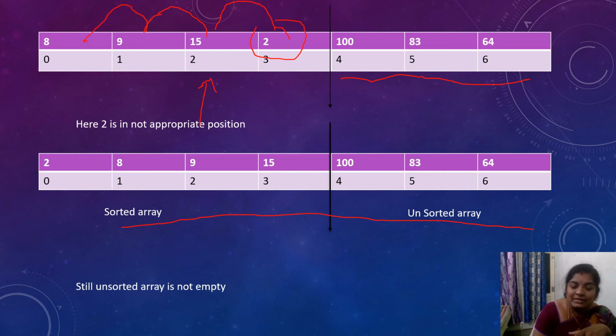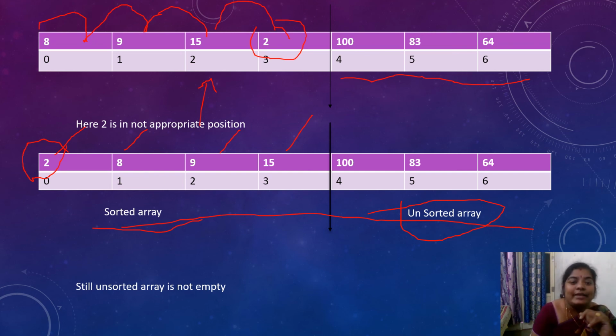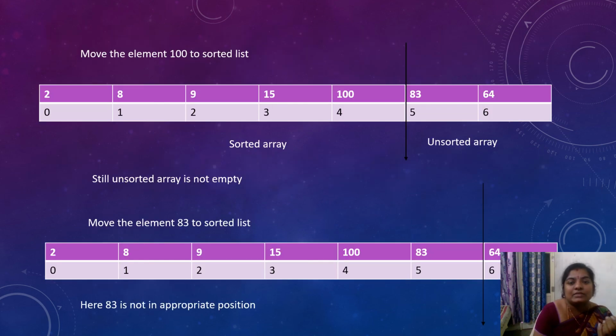And again compare with 8. Again less than, so move to the first position. So 2, 8, 9, 15. This is the arrangement of element 2 in the appropriate position. Then this is the sorted array, and the remaining elements are in the unsorted array. Now check whether more elements are present in the unsorted array. Clearly the unsorted array is not empty, so continue the same process.